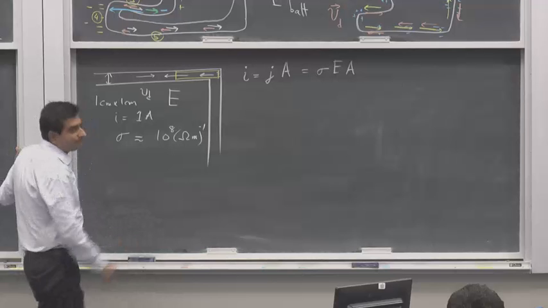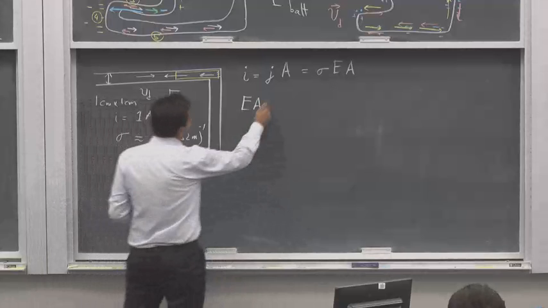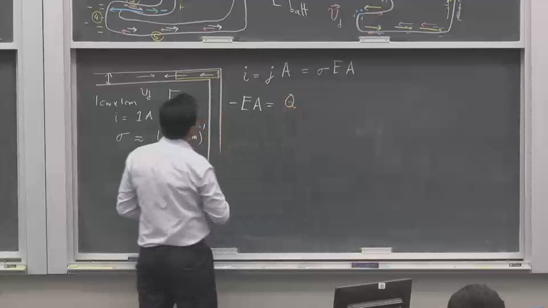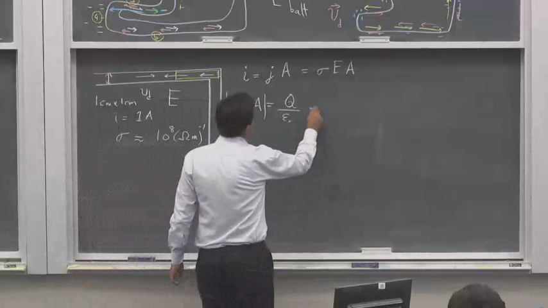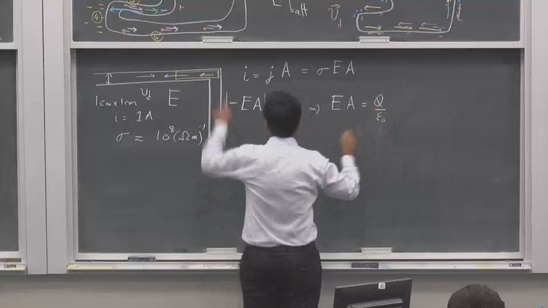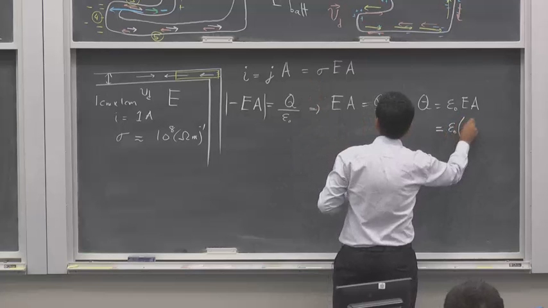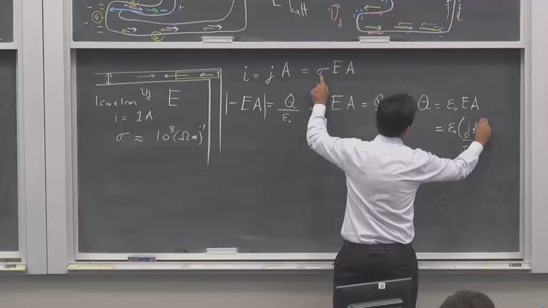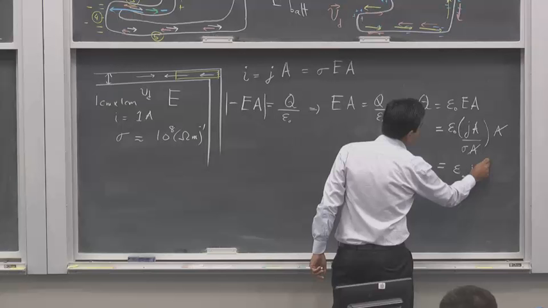Alright. Now if I were to use Gauss's law, I would know that E times this area A must equal this charge. This is minus here. I put in a minus here. The charge is Q over epsilon naught. And I would just like to take magnitude because I'm concerned with magnitudes. So this means that EA is Q over epsilon naught. This means that this charge Q has to be equal to epsilon naught EA. But E really equals JA over sigma A. So this is E and I have an A here. So this A goes away. I'm left with epsilon naught JA over sigma.